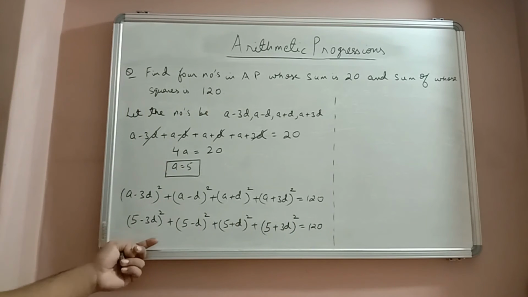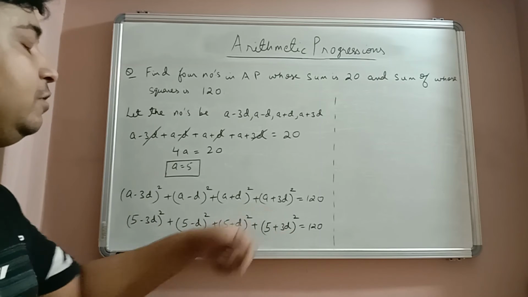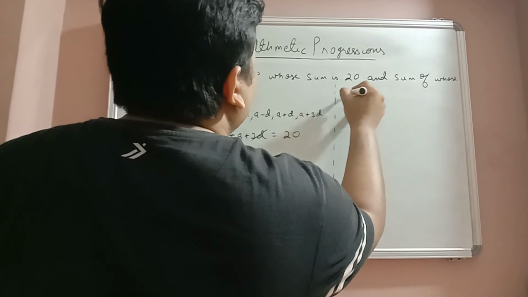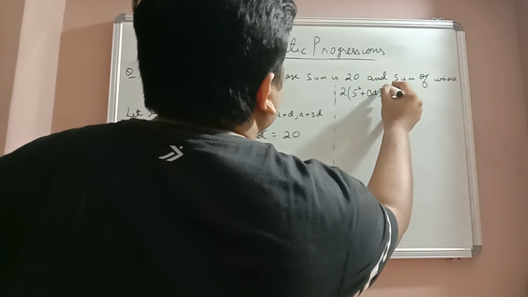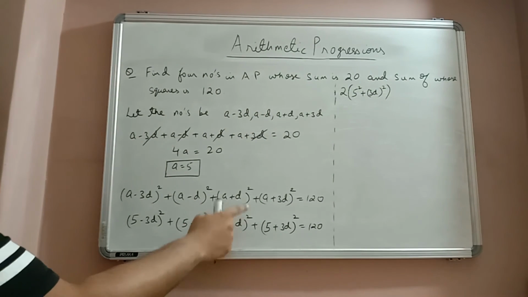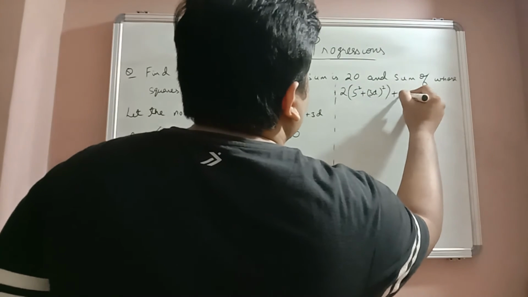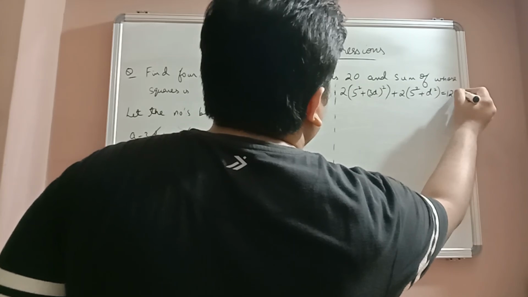Now we can apply the (a plus b) whole square formula in order to solve this equation. In (5 minus 3d) whole square plus (5 plus 3d) whole square, the minus 2ab term will get cancelled out. What will be left is 2 times (5 square plus 3d whole square). And similarly in (5 minus d) whole square plus (5 plus d) whole square, again the minus 2ab term will get cancelled, so we will be left with plus 2 times (5 square plus d square) equals 120.